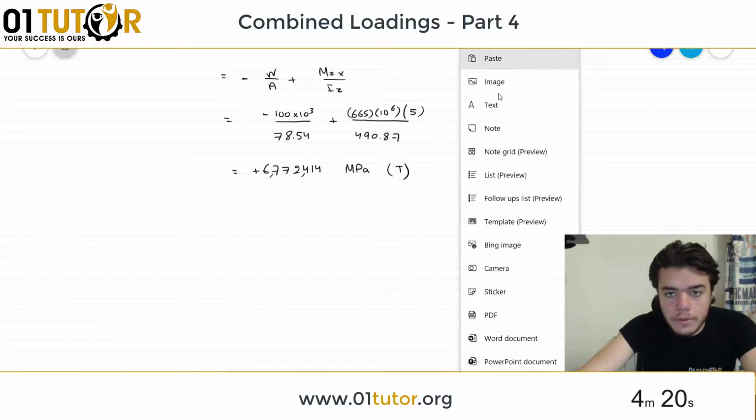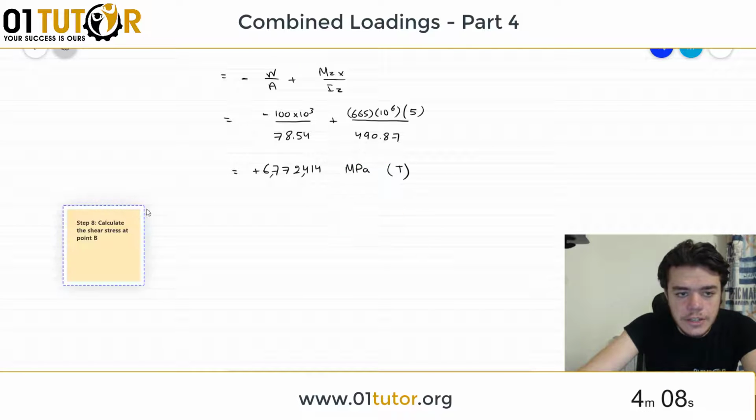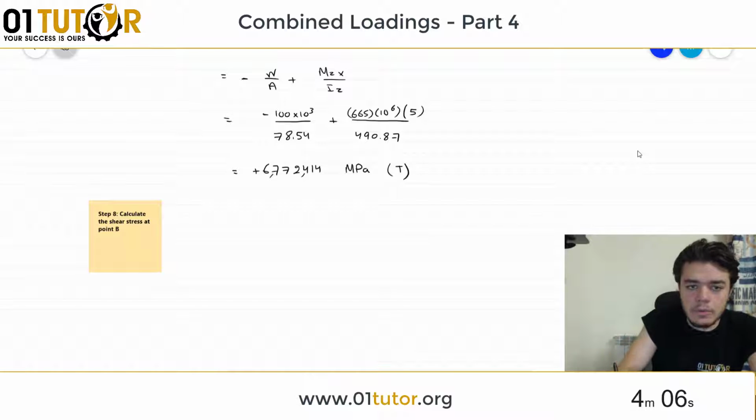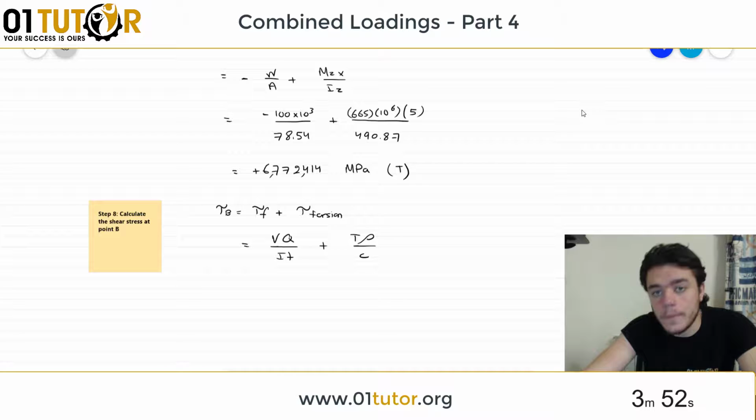Alright, one more part, the final part, which is step 8. In this step, we're going to calculate the shear stress at point B. We know that the shear stress at point B is due to the force plus due to the torsion. So here you're going to have VQ over It plus T rho over C.